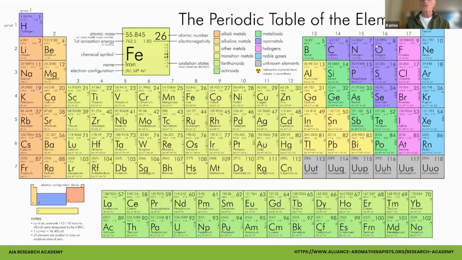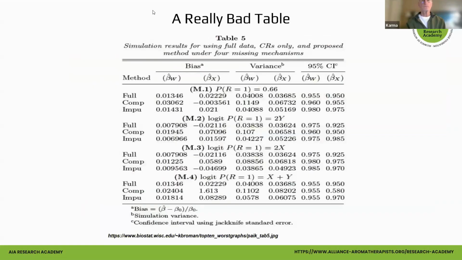Carbon, nitrogen, oxygen, phosphorus, sulfur, those are the elements in life. So of all these elements, we just use a few of them in living creatures. Now, there are always things like iron that's carried by hemoglobin, but mostly it's carbon, nitrogen, oxygen compounds. So, good table. Now I'm going to show you a bad one.